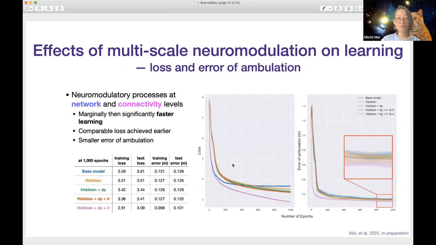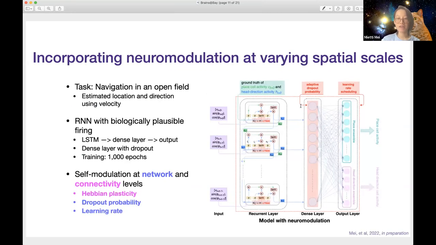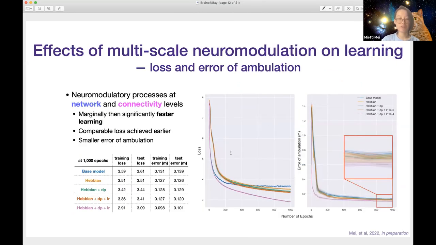Of course, we are adding these levels of modulation one by one to observe what they give us individually and also in combination. That's why we're having around four or five different model variants in this study.